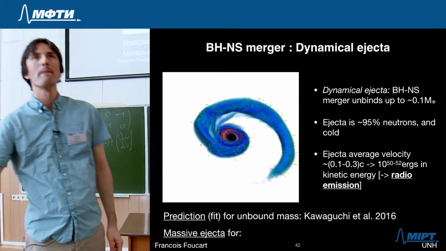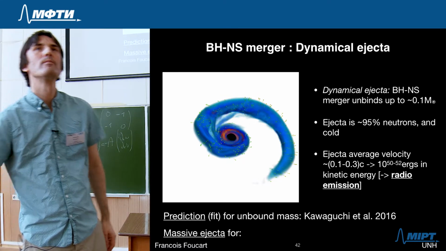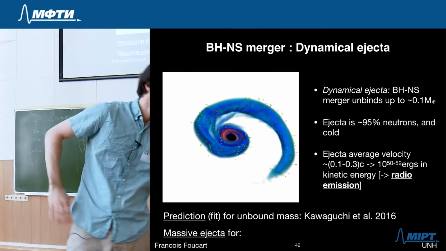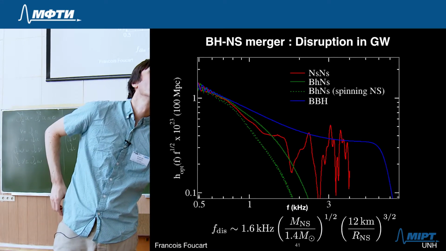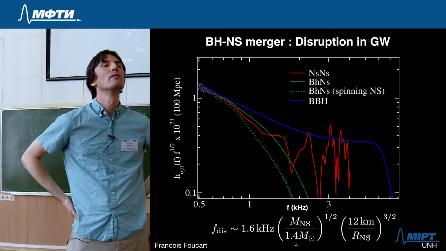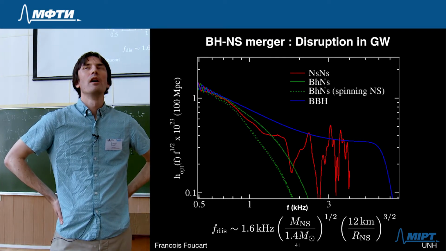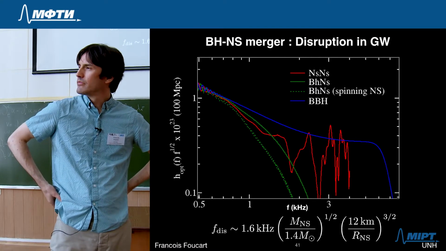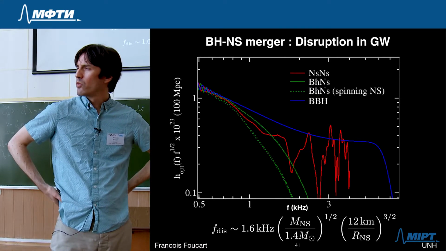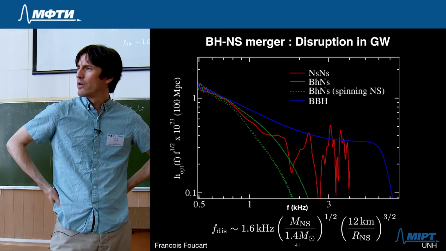You said that in these mergers they can lose typically 5 to 10% of the energy in gravitational waves. But is there a theoretical upper limit to how much they can lose? I'm not aware of a theoretical upper limit.